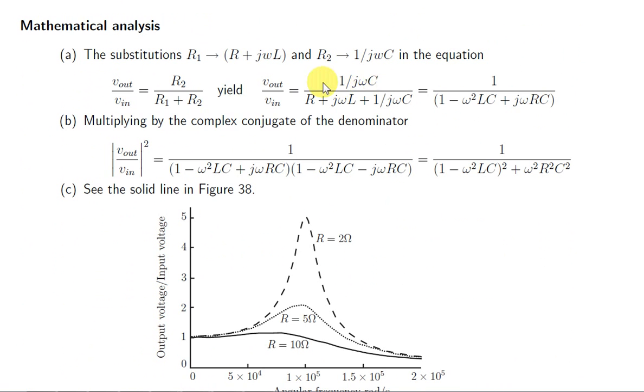We can simplify this by multiplying above and below by j omega C. So j omega C times j omega L gives us minus omega squared LC, since j squared is minus 1. We get a 1 here, of course, and we get j omega RC here. So that's the complex number V out over V in. Now we want the magnitude of that squared, so we need to multiply this complex number by its conjugate.